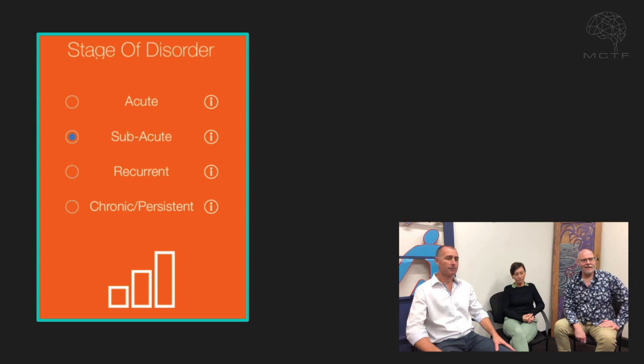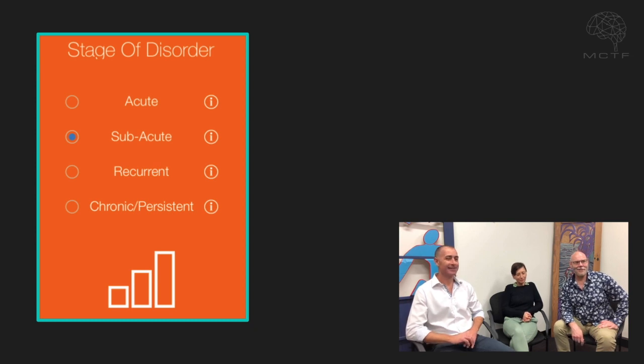So this is a figure again from the app, which you can get at the Apple Store and the Google Play Store. So look, we have this traditional nomenclature around acute, subacute, recurrent, and then chronic or persistent.